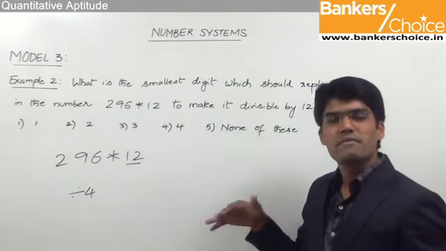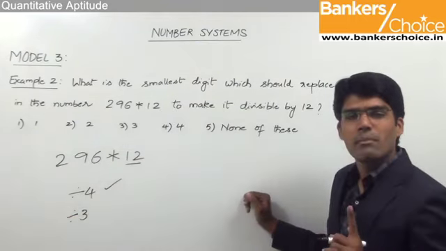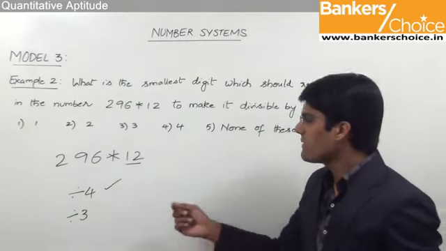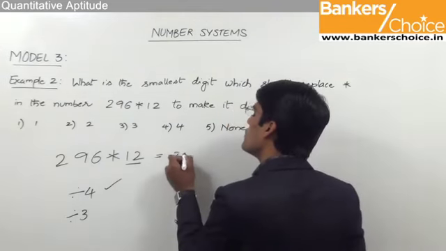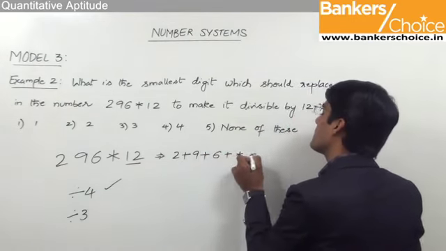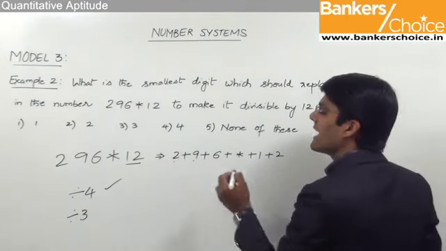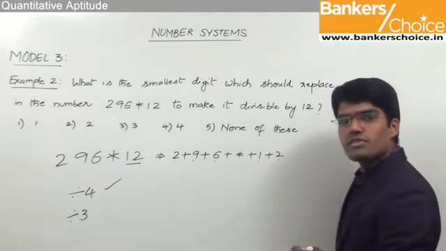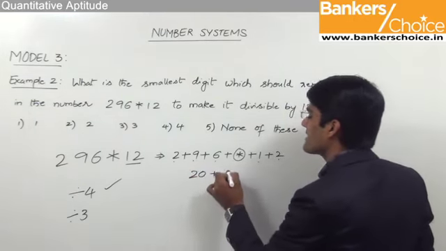Let us now go for the divisibility for 3. So as the number is divisible by 4, let us now check for 3. We know that for a number to be divisible by 3, the sum of its digits has to be a multiple of 3. So let us find out the sum of the digits in this case. As you can see here, the sum of the digits is 2 plus 9 plus 6 plus star plus 1 plus 2. So let us add all the digits here. 2 plus 9 is 11, plus 6 is 17, plus 1 is 18, and plus 2 is 20. And the left out value here is star. So the sum of the digits is 20 plus star.